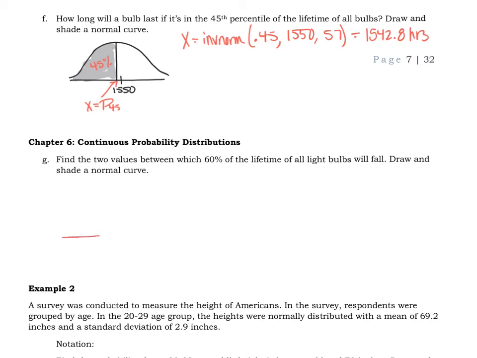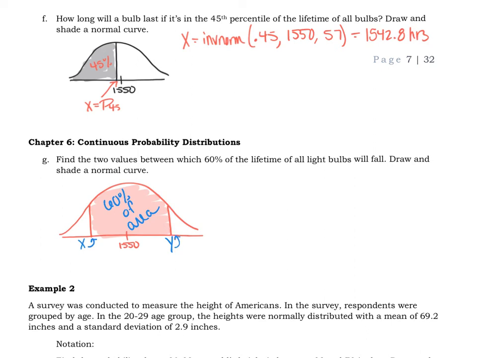Find the two values between which 60% of the light bulbs, or the lifetime of all bulbs, will fall. So here's our 1550 in the middle. And when it says between which 60%, you're really talking about the middle 60% of the area. And so we need two values. We need to figure out what this X value is right there, and I'm going to label this one as a Y value. We need to figure out what that Y value is right here.